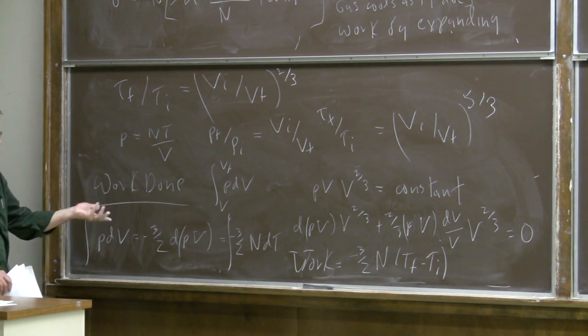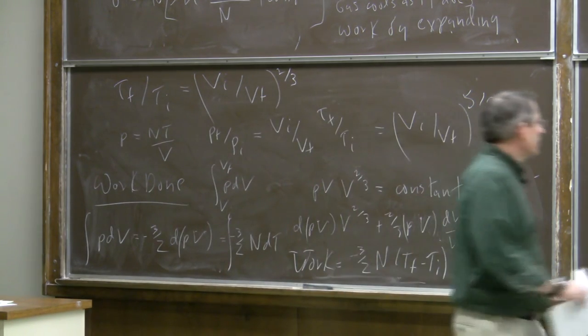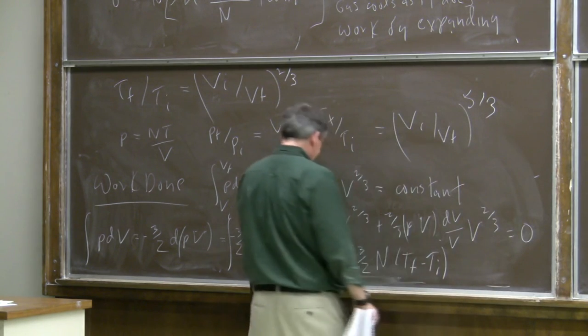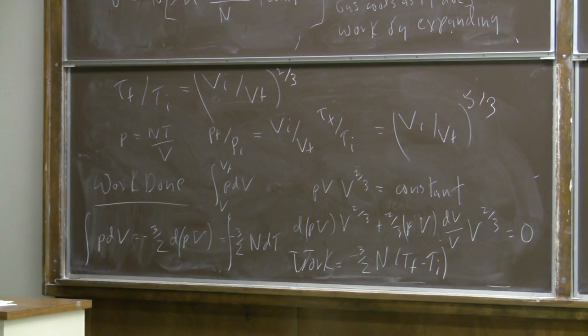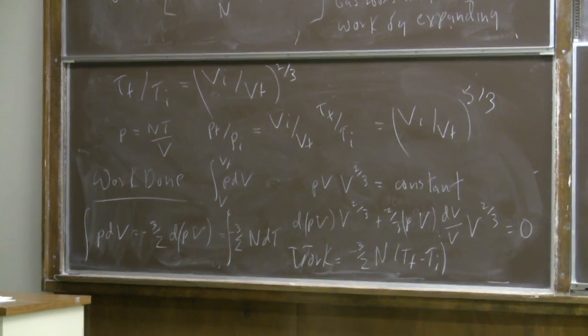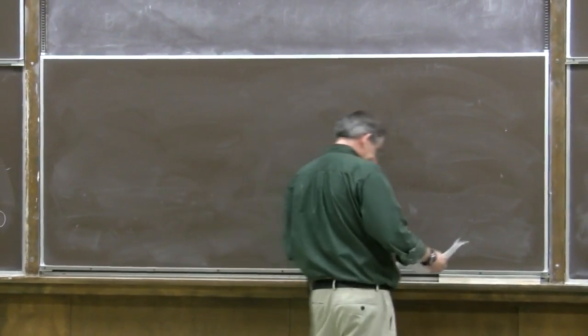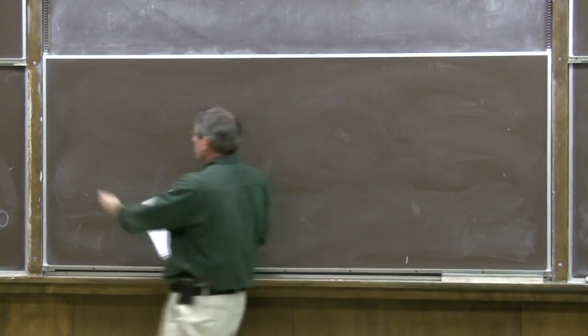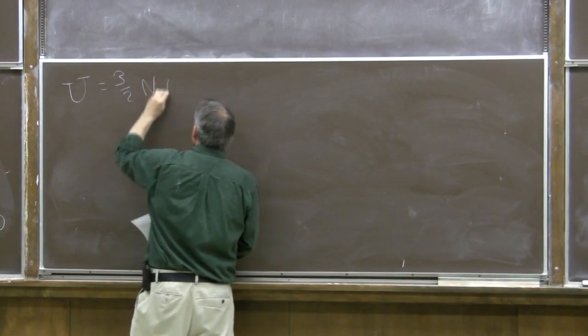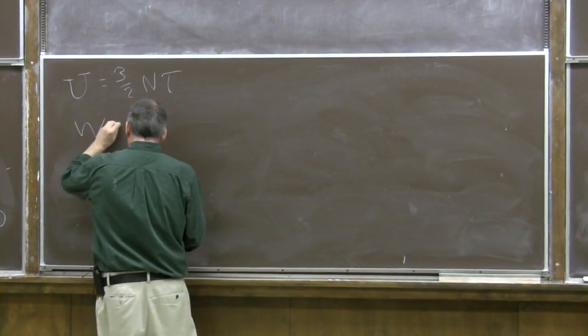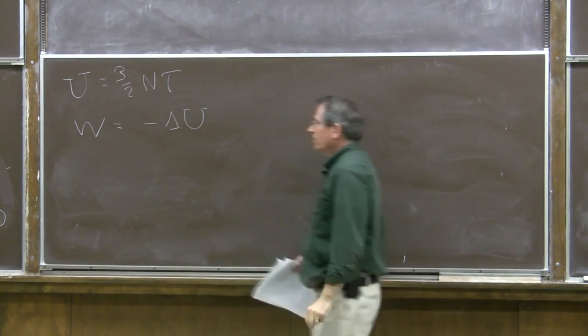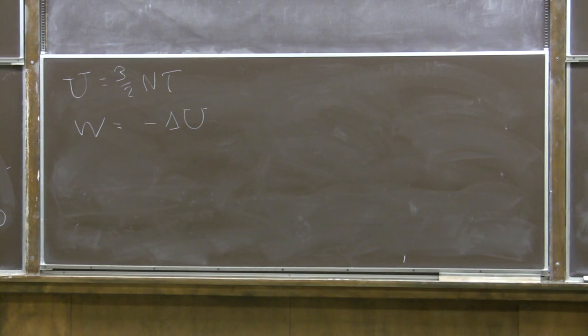Well, that's, remember, the internal energy is just equal to 3/2 n tau. So that's just the change in the internal energy. So since U is equal to 3/2 n tau, and because we had a minus sign, the work done W is equal to minus the change in the internal energy. The energy to do the work comes from the decrease in the internal energy of the gas as it cools.